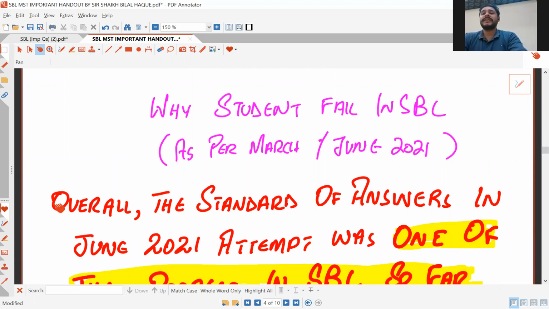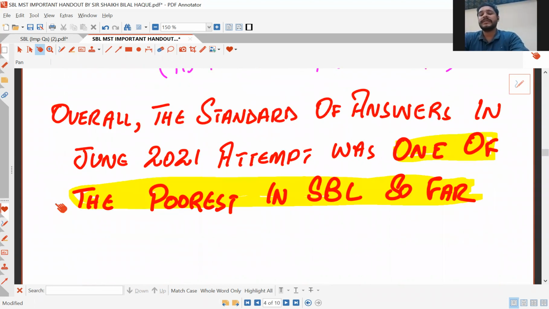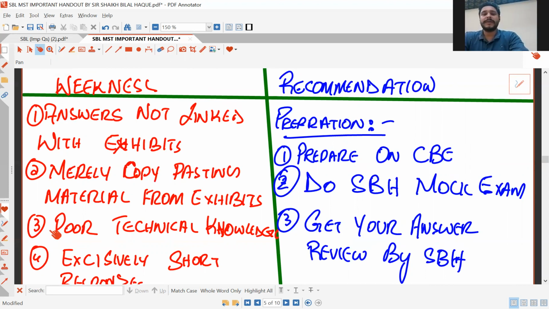Why do students fail in the SBL exam? This is the most important thing that I want to discuss right now. Overall, the standard of the answers in the June 2021 attempt was one of the poorest in SBL so far. So I have picked one of the poorest examinations, and the examiner has identified some of the weaknesses and given some recommendations. I would want you all to kindly go through this video properly. These areas can help you in clearing your exam.